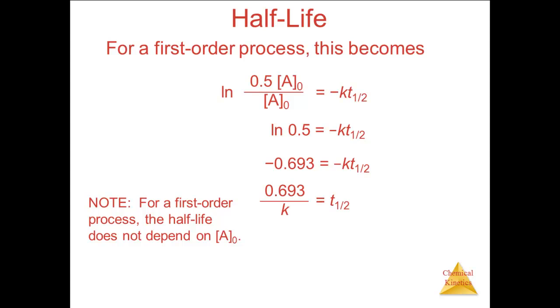This is extremely useful, particularly when we are dealing with radioactive decay, which is a first-order process. We can use this to determine the age of a sample with a known initial amount of a particular radioactive isotope, which is how carbon dating works. There are two problems using the integrated rate law and half-life on the problem sheet for this lesson.